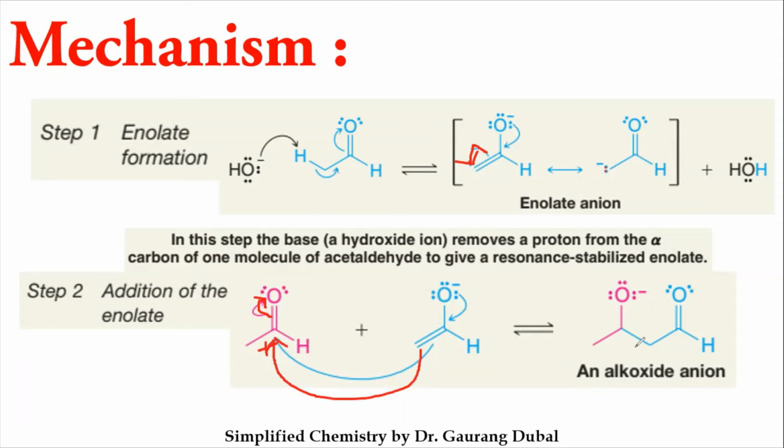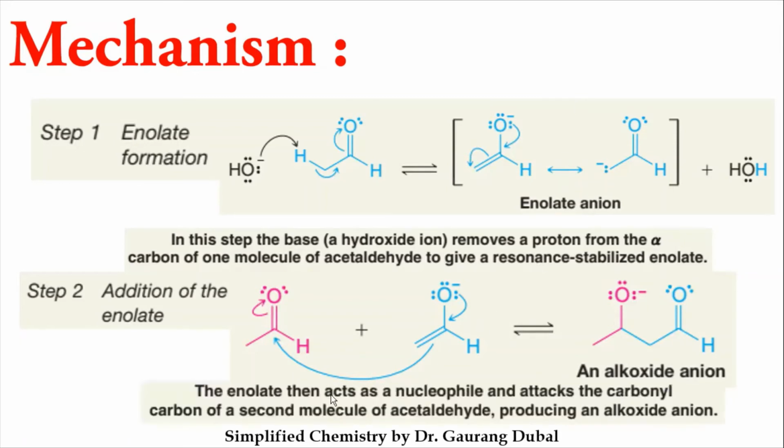So that is very simple. It will stick here, and the double bond, as I told, will be created here. So that is the formation of an alkoxide ion. Alkoxide ion will be formed in the second step. Now next, what is the process that happens in this step? The enolate attacks as a nucleophile on the carbonyl, and a second molecule of acetaldehyde will join with that, producing an alkoxide ion.